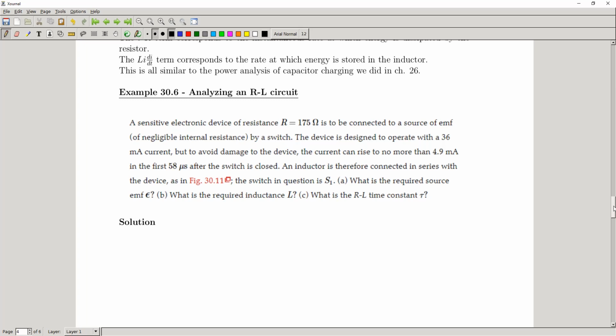We want to answer a few questions about this. First question, in part A, what is the required source? So we want to know what the EMF is going to be. In part B, we want to know what the inductance required for our inductor is going to be, so that we're able to hit this maximum target for our increasing current, the maximum di/dt that we want to allow in those first few instants. And then we also want to know what the time constant, our tau, is for this network. Okay, so let's get right to it.